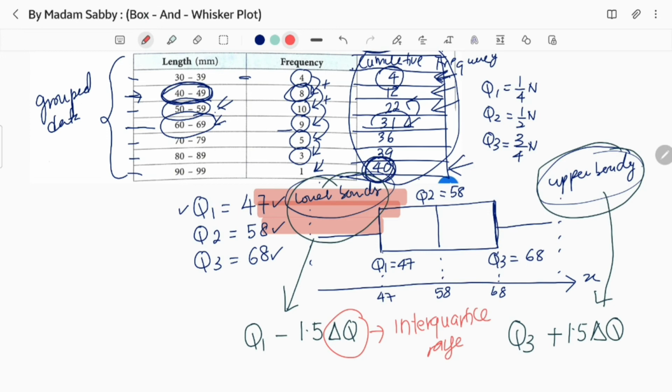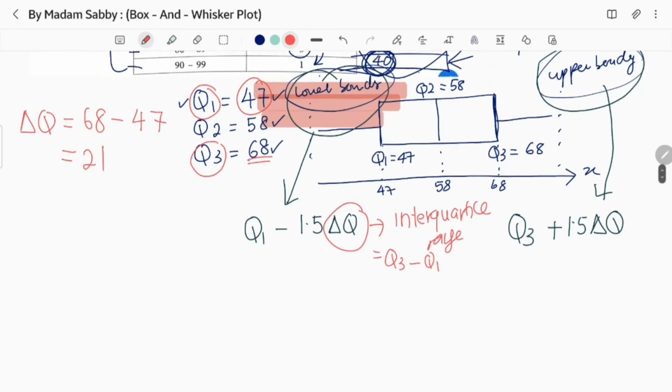So how do we calculate the interquartile range? This is simply your third quartile minus your first quartile. Your third quartile is 68, and your first quartile is 47. So your interquartile range, or delta Q, is 68 minus 47, which is 21.